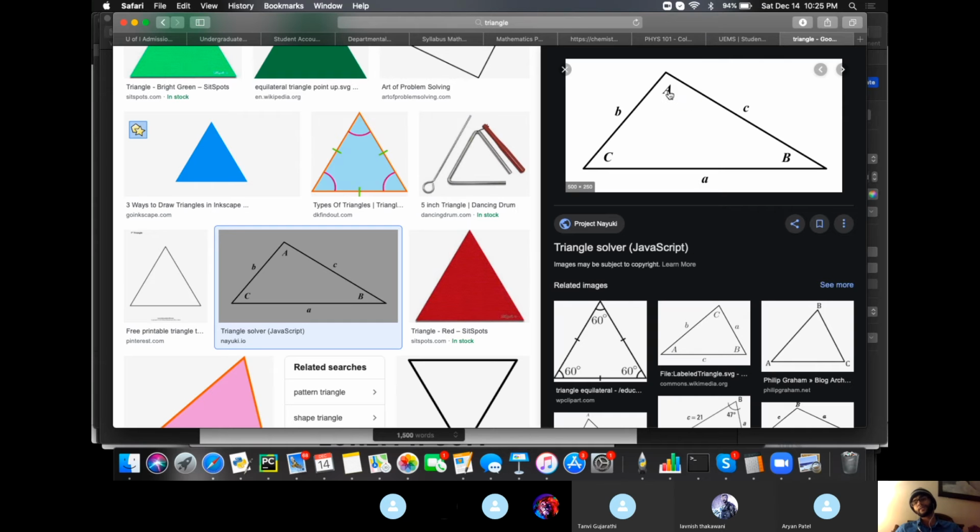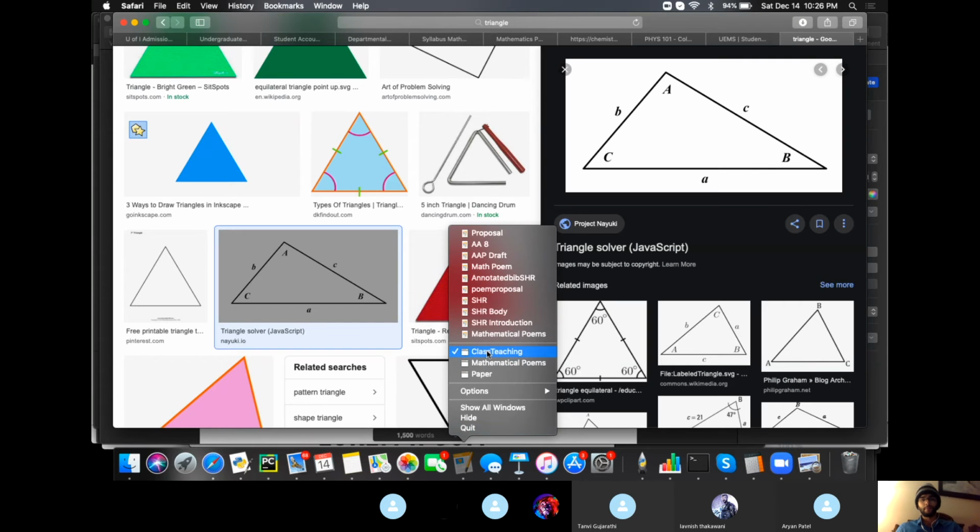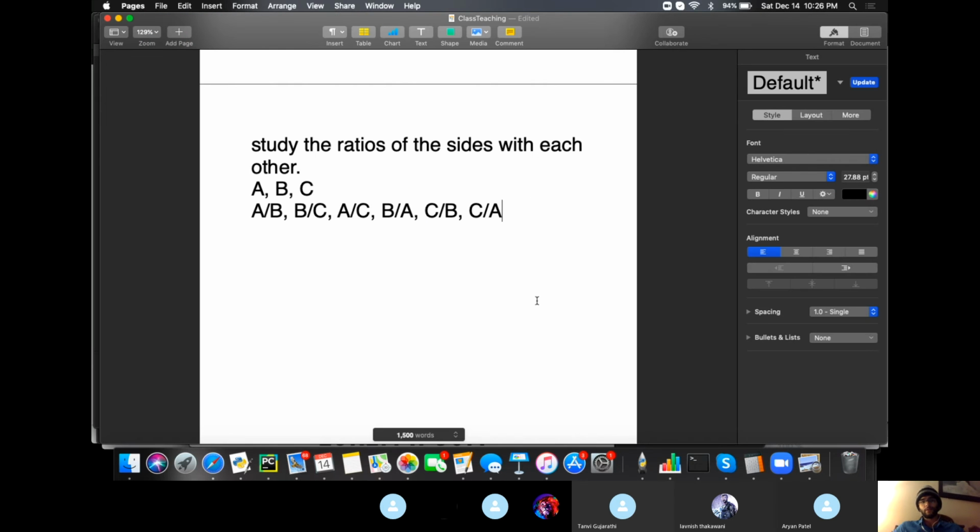Do not get confused with this capital A, capital B, capital C, because these are the angles. Okay, we are only looking at the sides. So then we can say A by B is one ratio, A by C is another ratio, B by C is another ratio, and then there is C by A, there is C by B, there's B by A. So there's 6 different ways of labeling a particular triangle. Okay, so let's go back to our document. So there are 6 different ways.